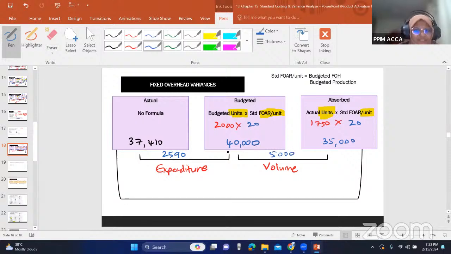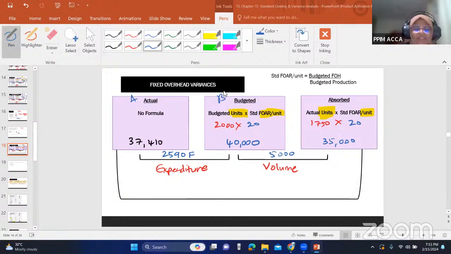Figure out which one is adverse or favorable. Okay. If you look at the expenditure variance, no problem. This is the budget. This is the actual. So we are supposed to spend 40,000. We have spent 37 odd thousand. Good thing we have spent less. So this is straightforward. It's a favorable variance. Volume, deciding adverse and favorable is not very straightforward.